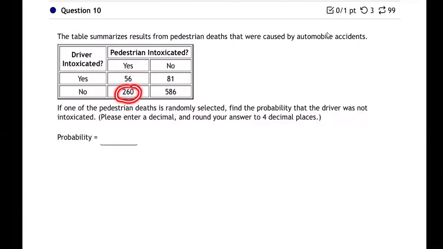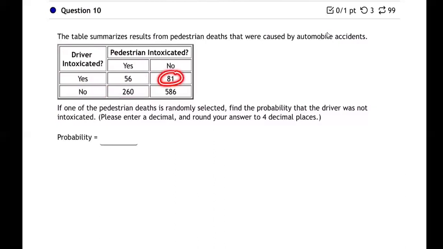Whereas what about these 260? In these 260 accidents, the pedestrian was drunk. What about the driver? No, the driver was not. So it might suggest the pedestrian was more at fault. He or she might have walked on a freeway or out in a street, something crazy, because he was drunk, but the driver was not.